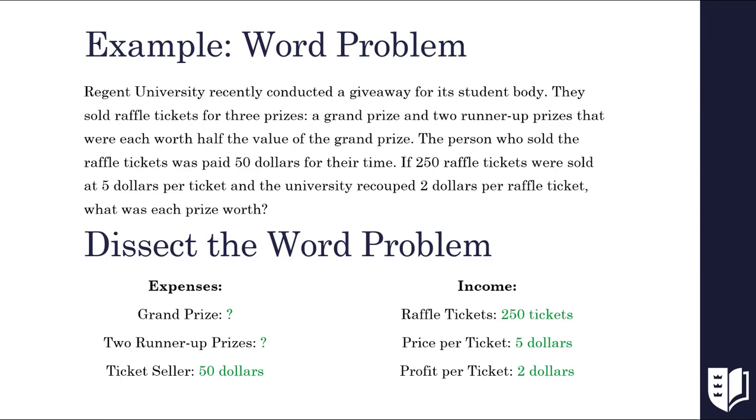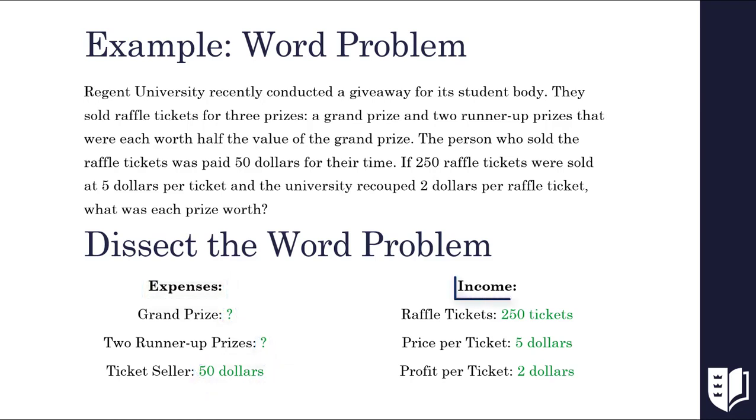For this problem, we want to organize our information into two columns. One represents the university's expenses, and the other will represent the university's income from the raffle. Under the expenses column, we need to put the price of each prize and the cost of selling tickets. We don't know what the prices for each prize are yet, so we will use question marks for them here. We know that it costs the university $50 to sell the tickets.